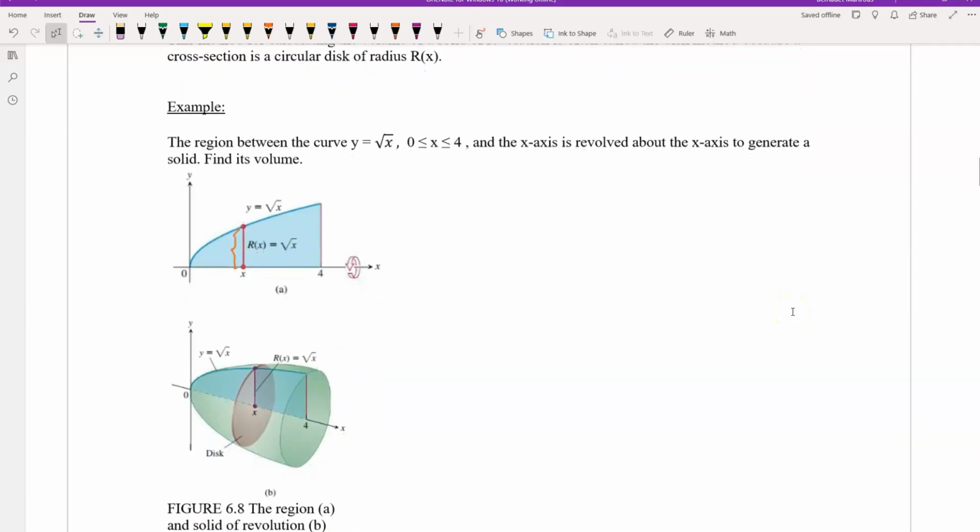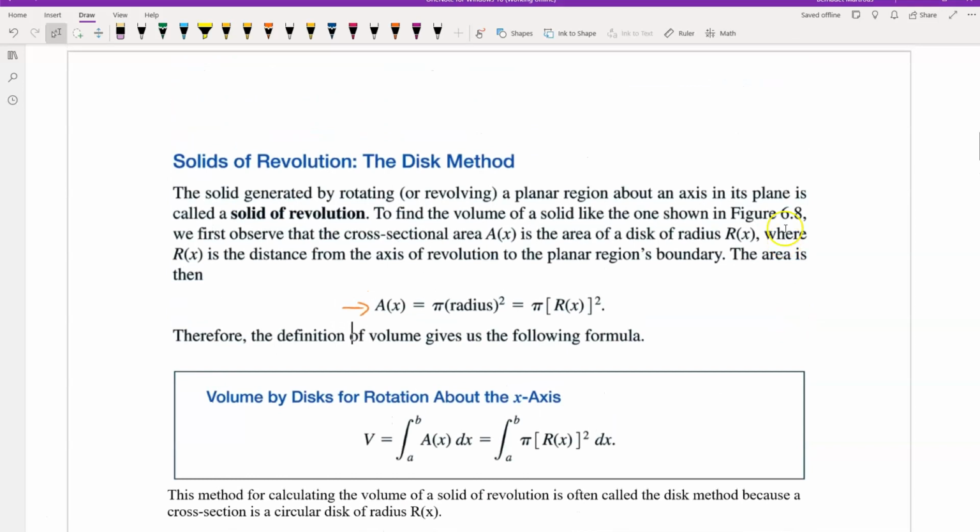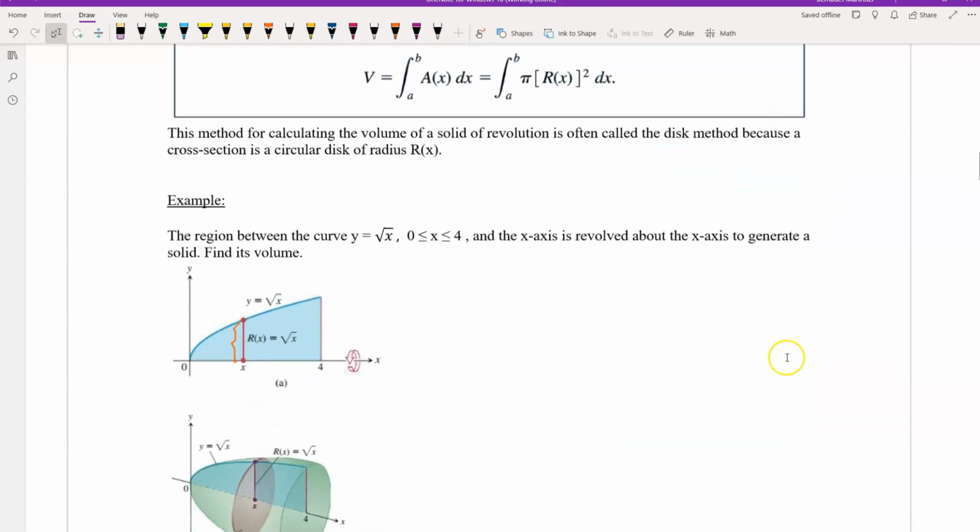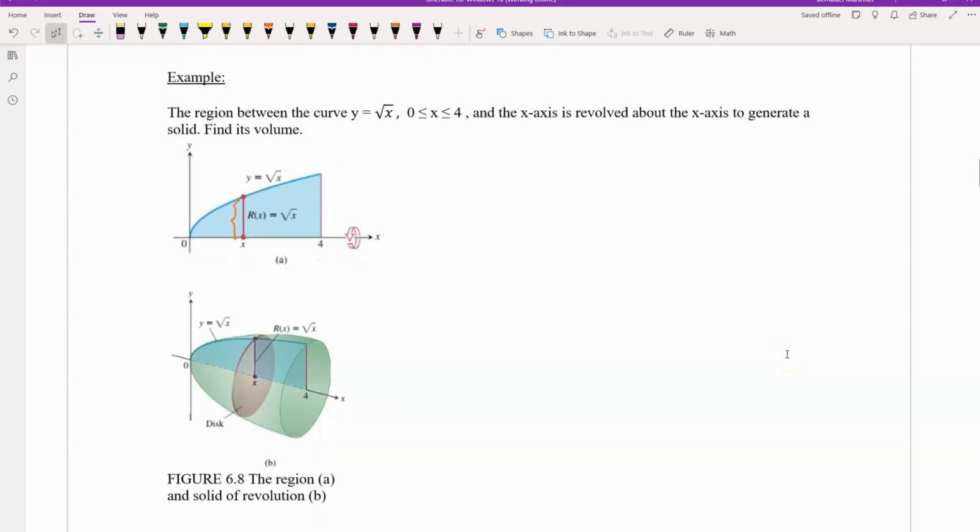Now, an example based on the figure that we had here, figure 6.8, which is this figure about y equal to square root of x. The region between the curve y equal to square root of x when x is between 0 and 4 inclusive, and the x-axis is revolved about the x-axis to generate a solid. Find its volume.